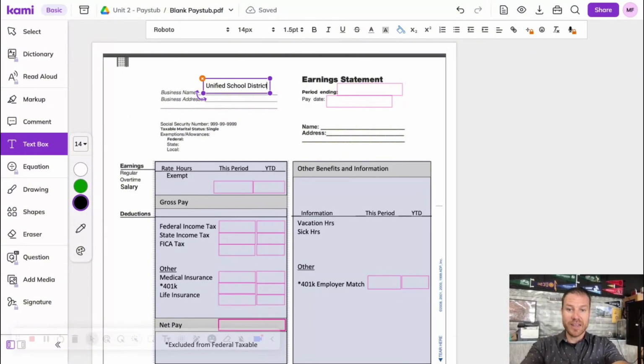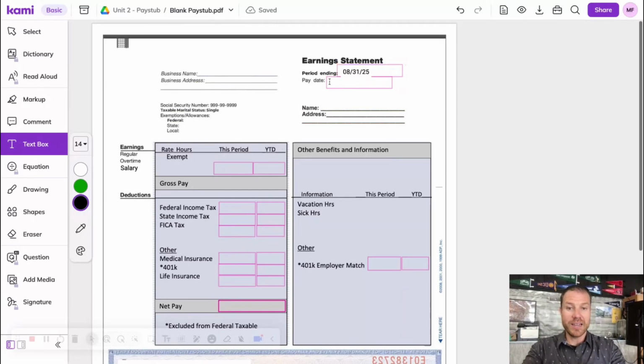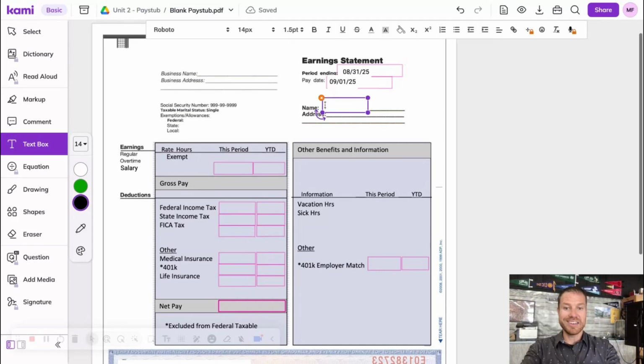And then from there, I would have them put in whatever address it is that they want to choose. In the pay period ending section, we are going to say, let's go with August 31st. So we're going to say 08/31, 2025, and we're filming this right now in 2025. And the pay date happens to be, let's say, September 1st. So September 1st, 2025.